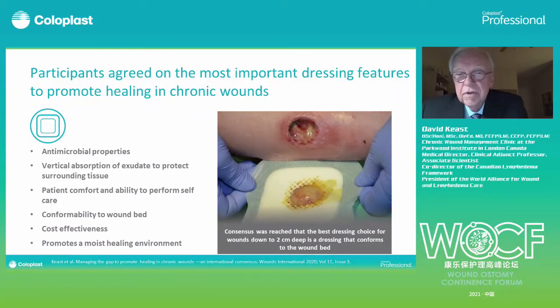Participants also agreed on the most important dressing features to promote wound healing in chronic wounds. First, we look for antimicrobial properties. We look for the property of vertical absorption of exudate to protect the surrounding peri-wound tissue. We need to look for patient comfort. Can the patient wear the dressing? Are they able to apply the dressing? These are key factors. Is the dressing conformable? Does it conform to the wound bed to eliminate that gap and to eliminate pooling?